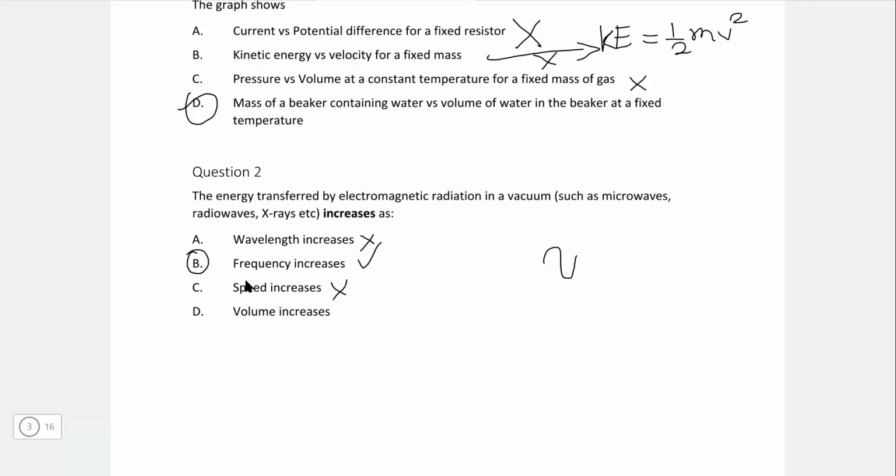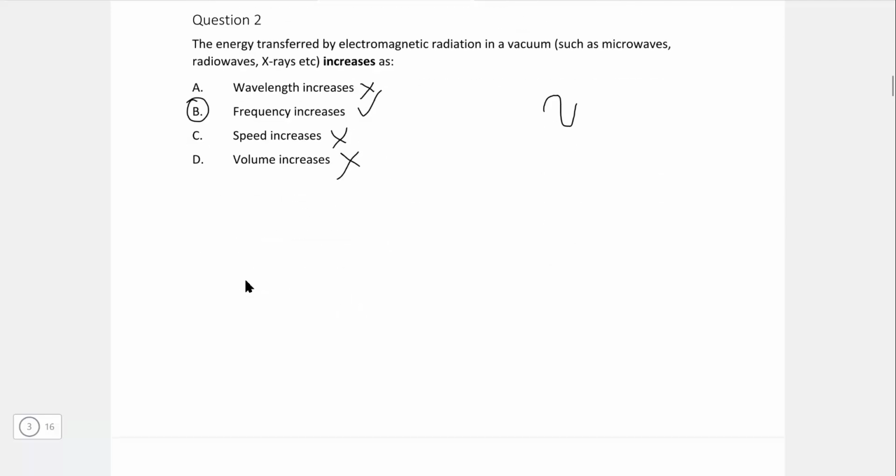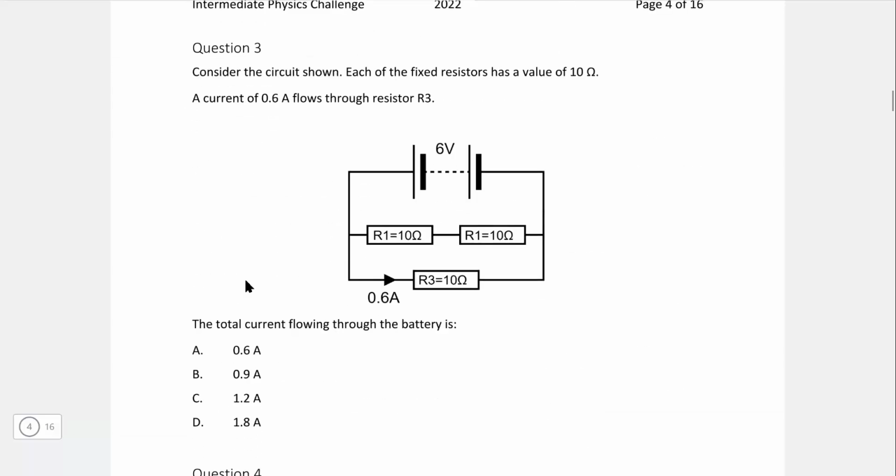X-rays travel at the speed of light, radio waves travel at the speed of light, microwaves travel at the speed of light, etc. And the volume is not really connected at all, because these do not consist of particles, and it's just energy that is transferred rather than matter. Okay, let's have a look at question 3.